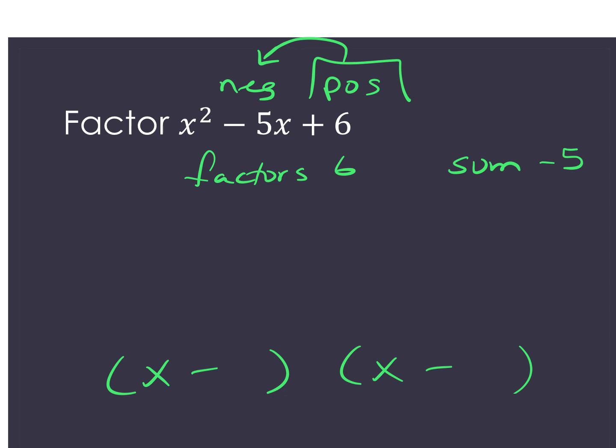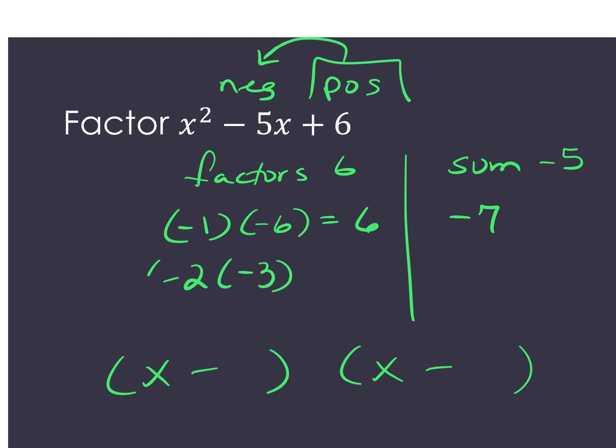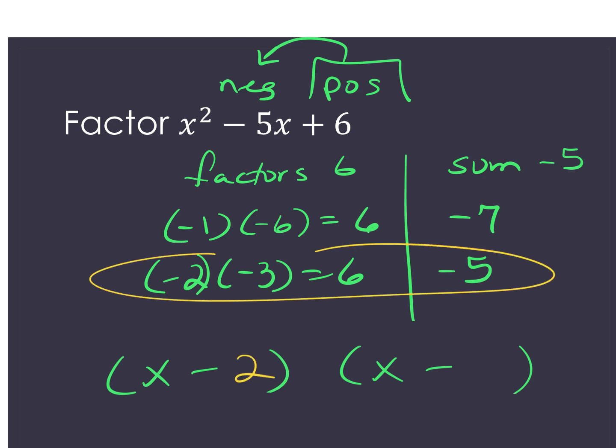So they both have to be negative. So negative 1 times negative 6 gives me positive 6. But when I add them, I get negative 7. That doesn't work. So let's try negative 2 and negative 3. That'll give me positive 6, and when I add them, I get negative 5. So those are going to be my two factors, a 2 and a 3. And again, the order that you place them doesn't matter.